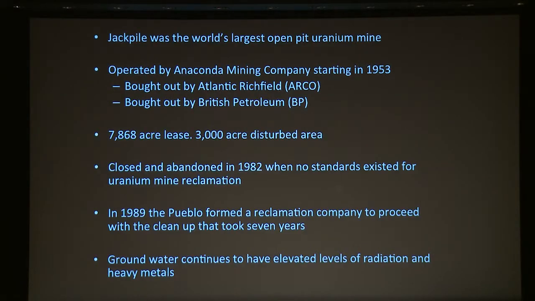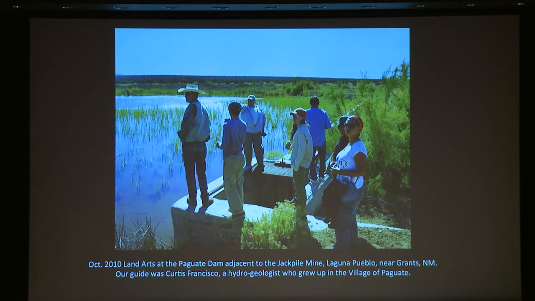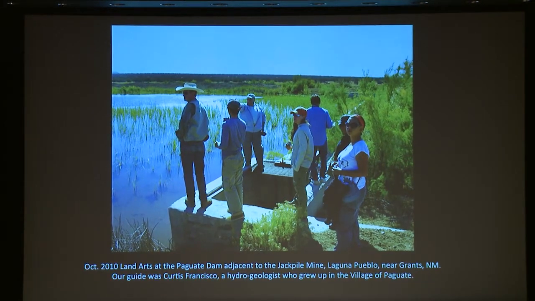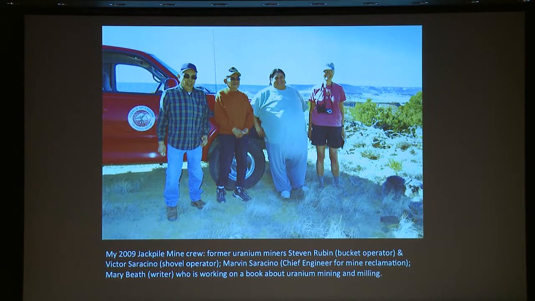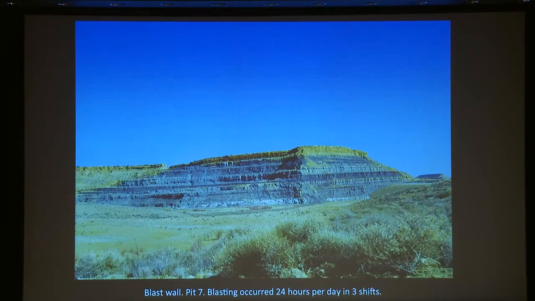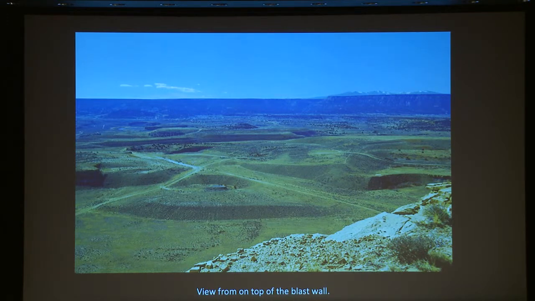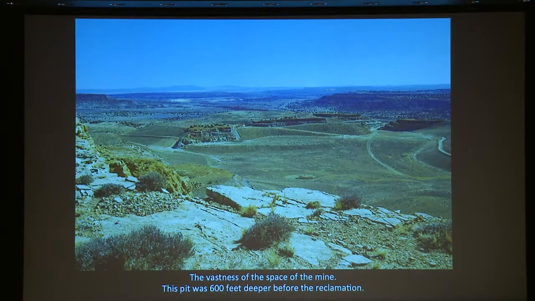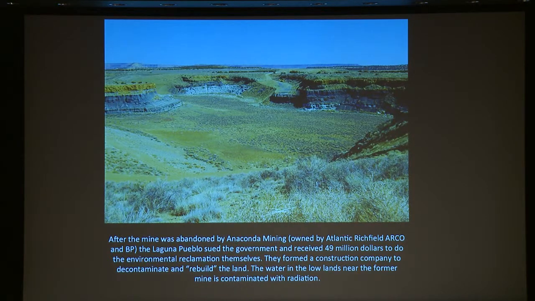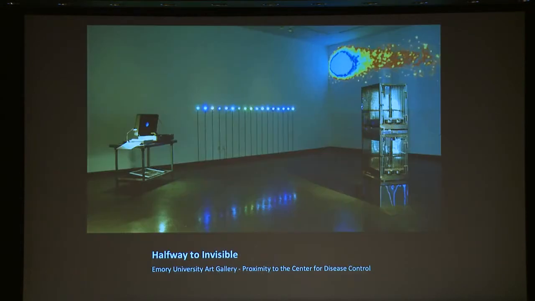The soil, as well as the water on the Laguna Pueblo, and the aquifer beneath it, has been contaminated with radioactive isotopes. Part of this project involved meeting some of these retired miners, gathering their stories, and looking at these spaces. The Laguna sued the US government, and also the Anaconda Mining Corporation, and the Pueblo did the reclamation of the mine itself. What is unfortunate is that those water resources, it's very difficult, if not impossible, to clean up an aquifer.